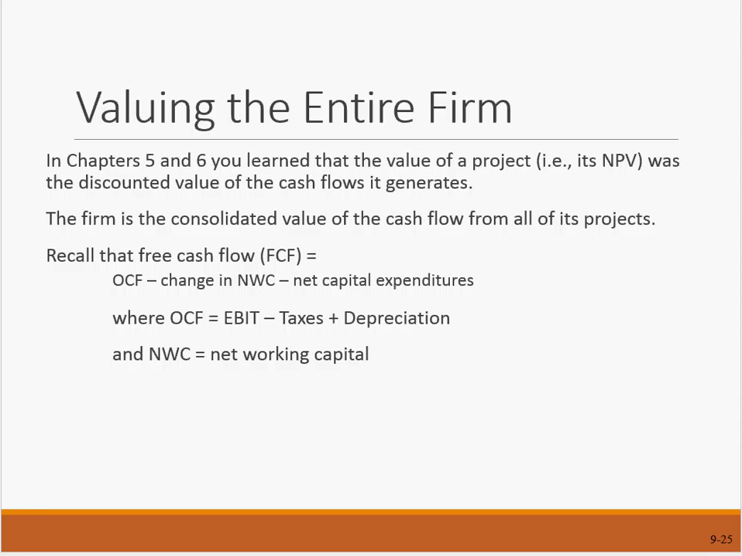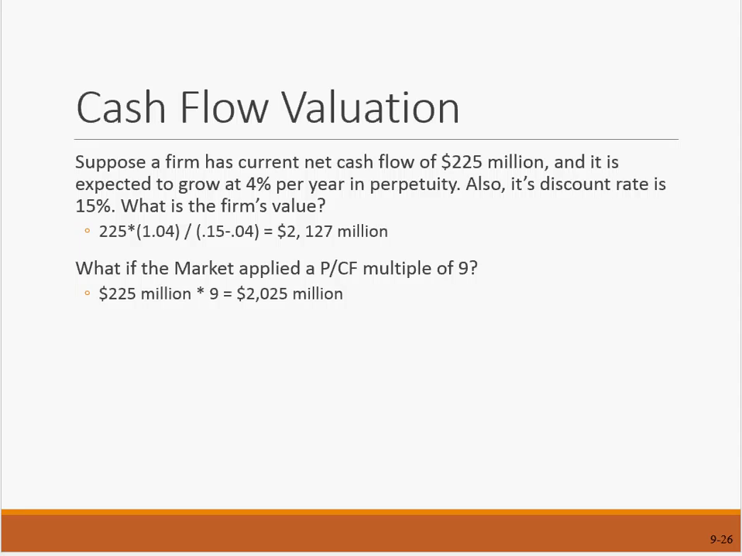For the same reason that dividends and earnings are a choice, right? We have timely and manipulatable versus not timely and not able to be manipulated. So let's look at an example here. Suppose a firm has current cash flow of $225 million and it's expected to grow at 4% per year in perpetuity. Okay, so you can already get a feeling where we're going right away with this.